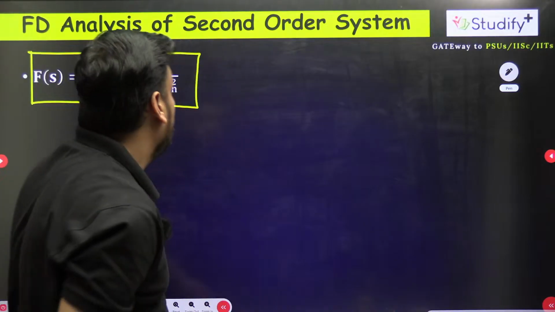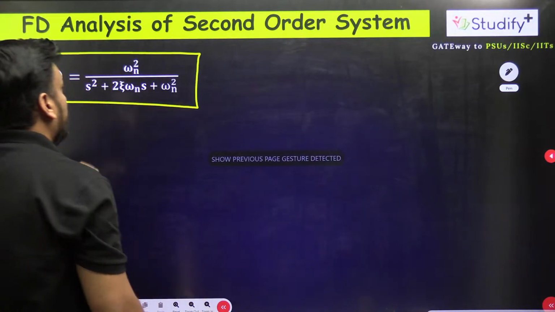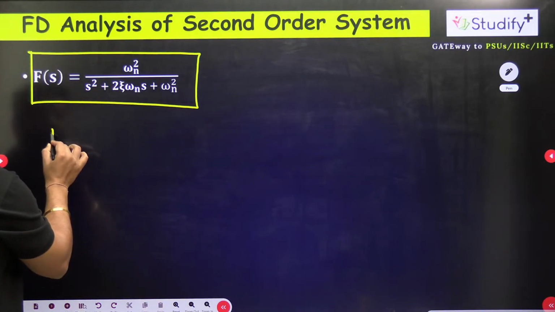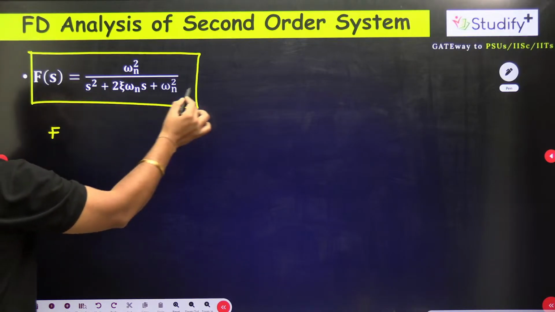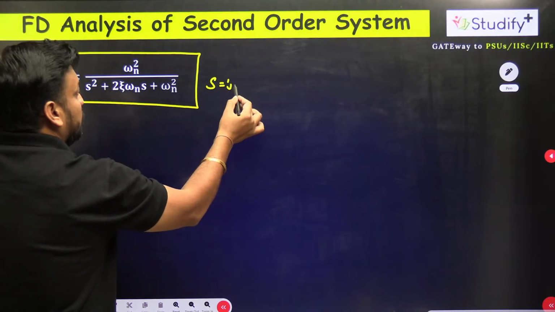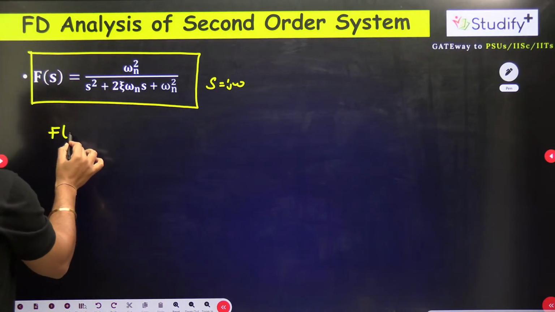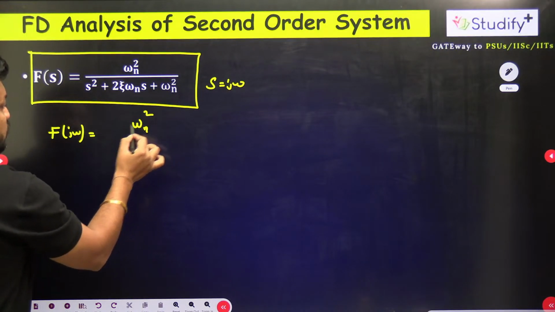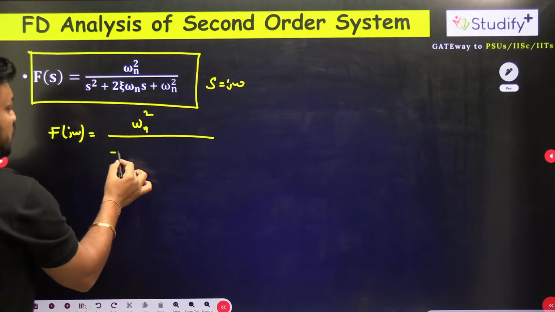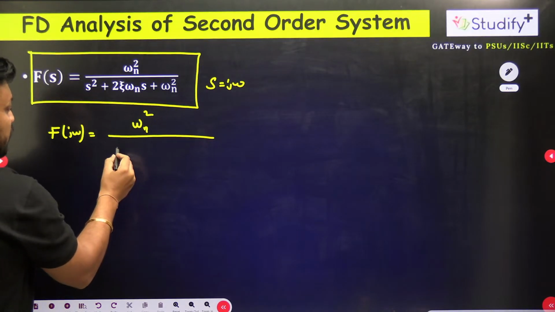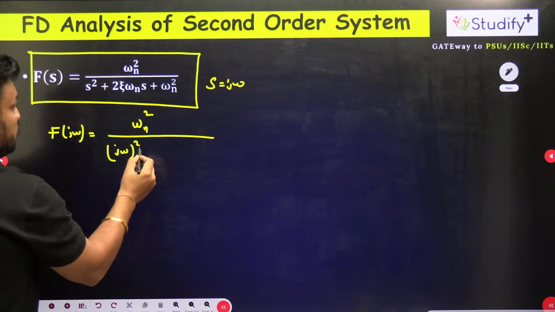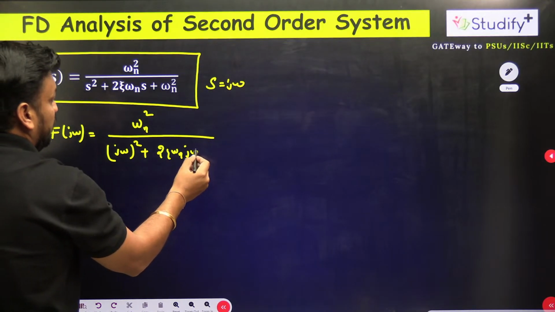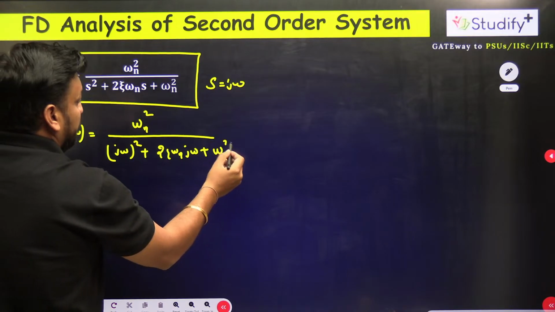So now student, सेकेंड ऑर्डर सिस्टम, this is the standard form. As you all know, जब भी फ्रीक्वेंसी डोमेन की बात होगी तो first step we need to put s equal to j omega. Once you put s equal to j omega here, the transfer function will look like this: omega n square upon, wherever there is s, put j omega. So you should write here (j omega) whole square plus twice zeta omega n j omega plus omega n square.